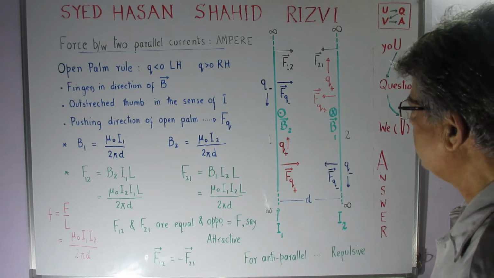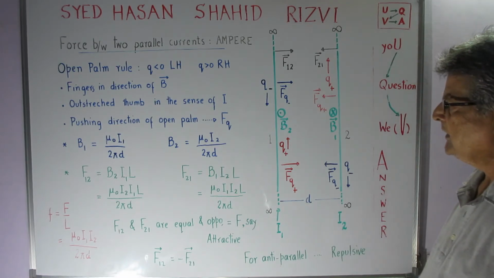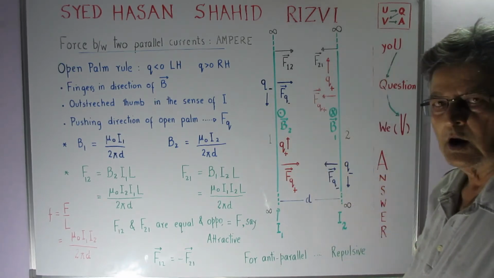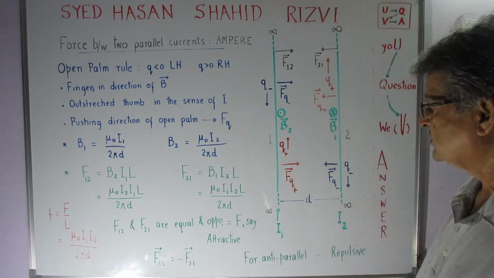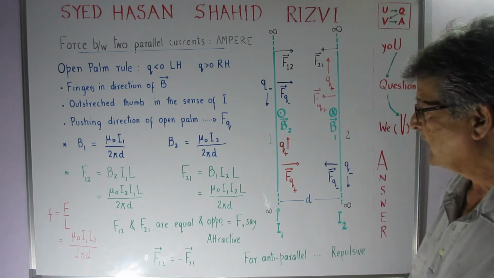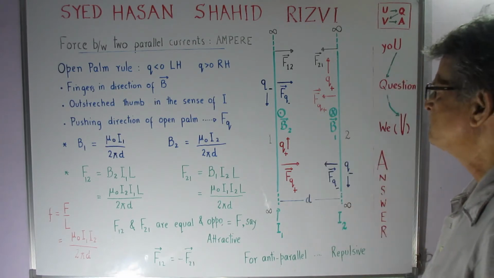Now let me take a negative charge, which is the actual case. An electron is basically moving with a certain drift velocity, and that is what gives us I1.